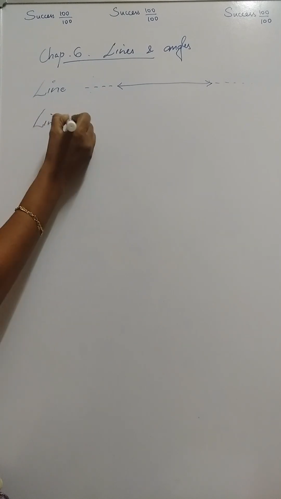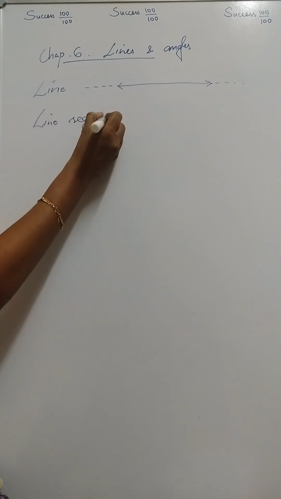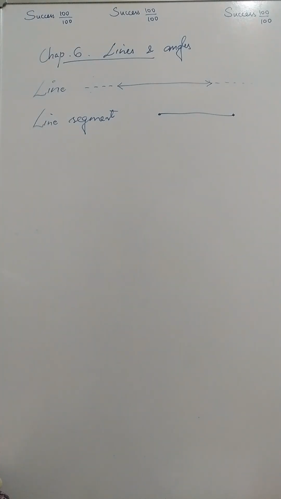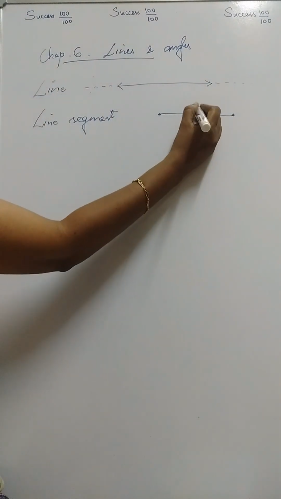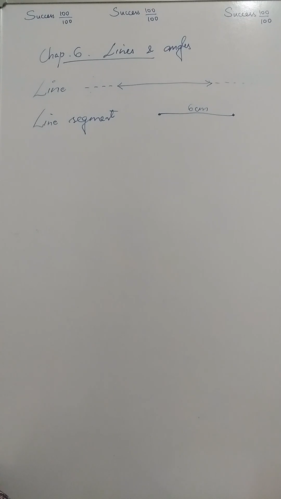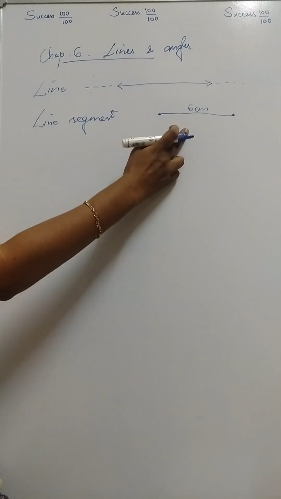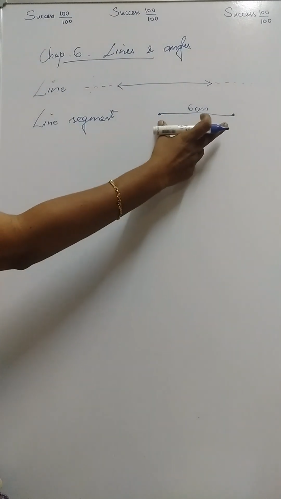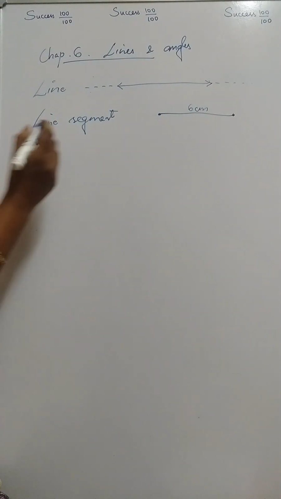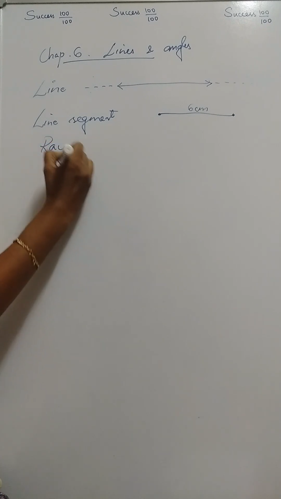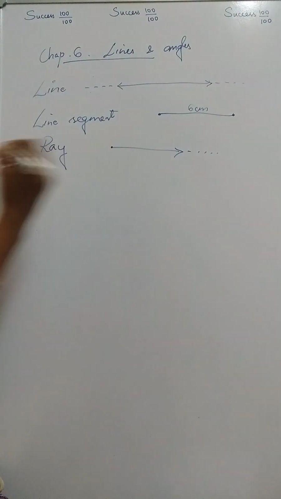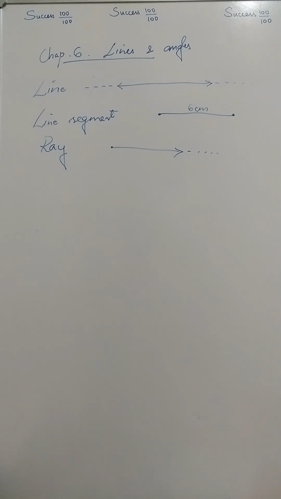Then comes your line segment. A line segment is a straight line where both the ends are fixed, so that you can say it measures 6 centimeters or whatever it is. So this is your line segment, whereas a line can be extended on both the sides, whereas a line segment has a fixed measurement. Next comes your ray. A ray can be extended on one side and the other end is fixed.